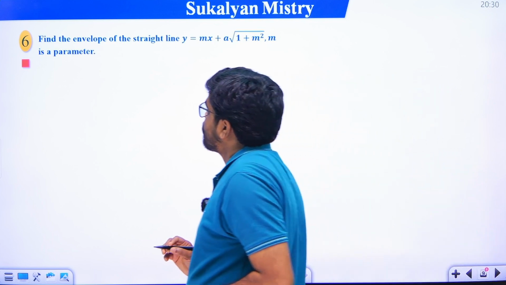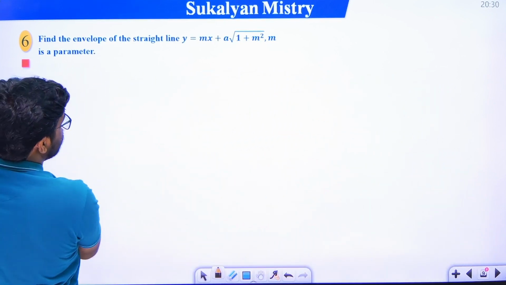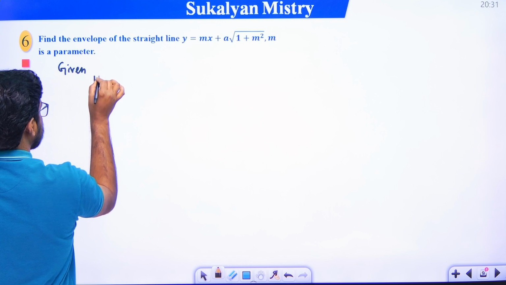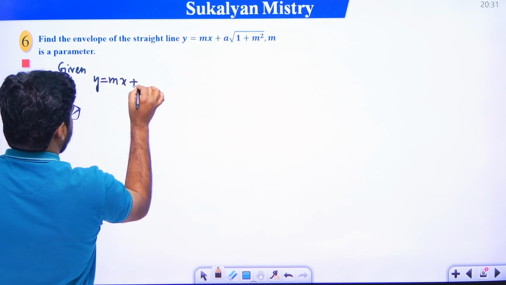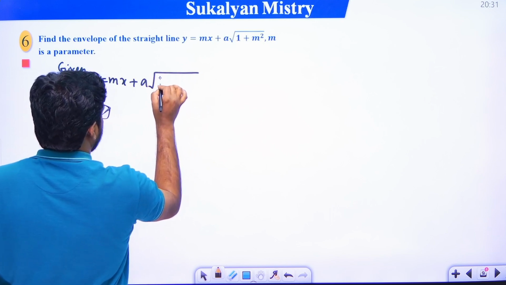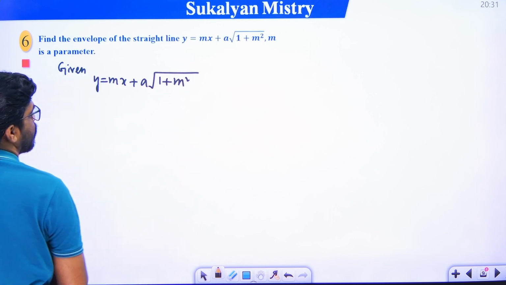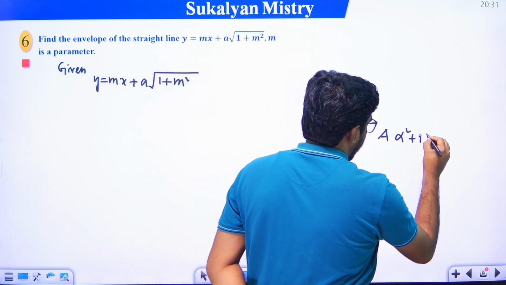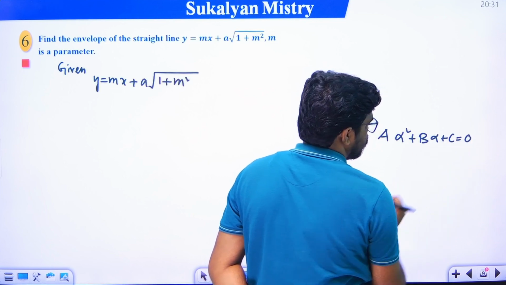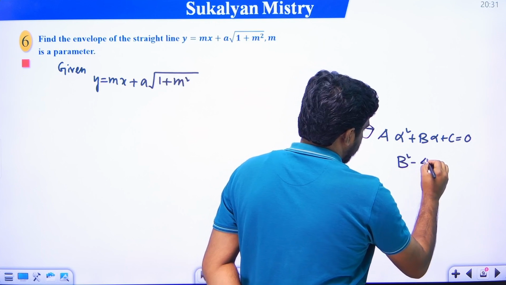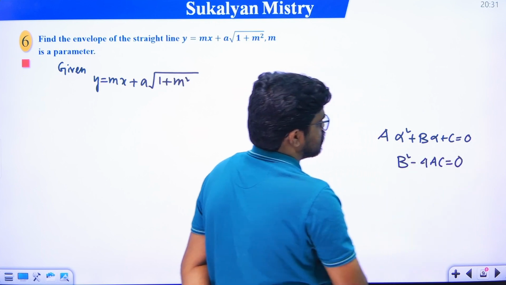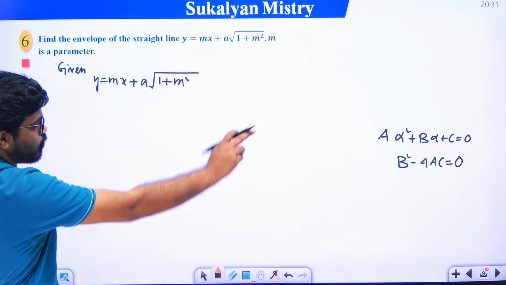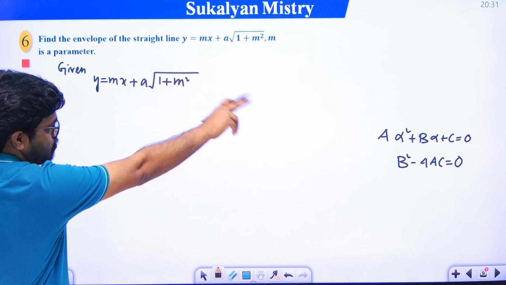So what is given here? So here the given family of straight line is y is equal to mx plus a root over 1 plus m square. If the given family of curve is of the form a alpha square plus b alpha plus c is equal to 0, then the required envelope is b square minus 4ac is equal to 0. So this is the equation of envelope. Okay, so we convert the family of curves in this form.